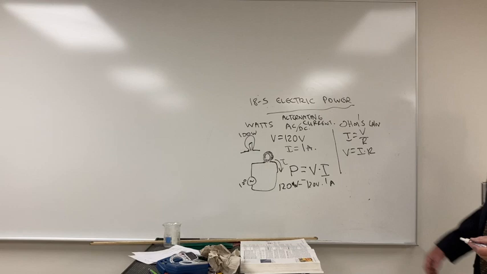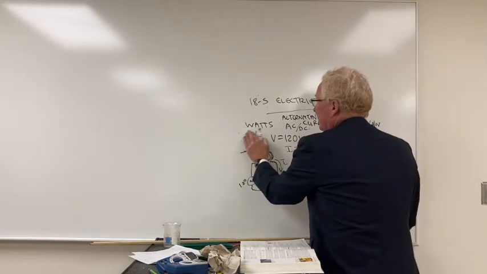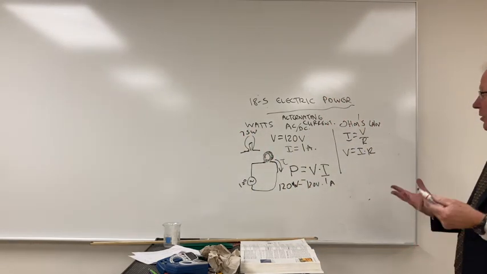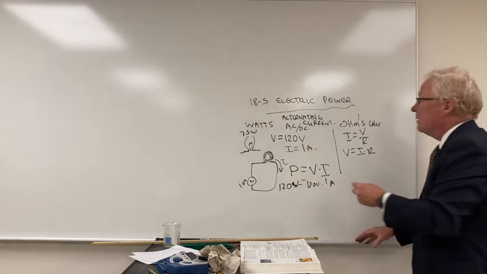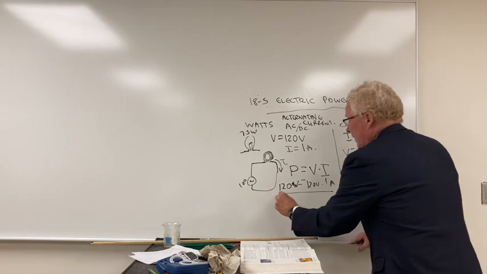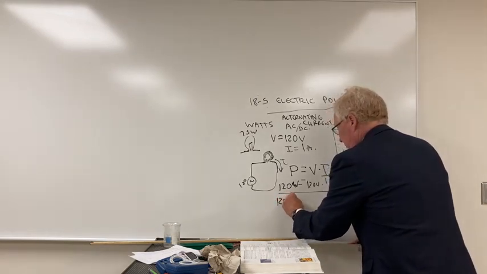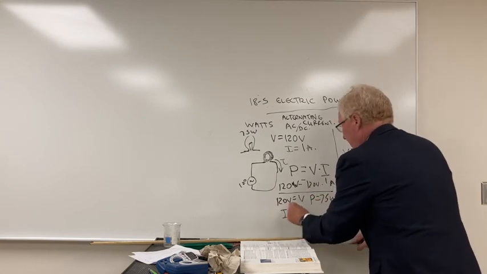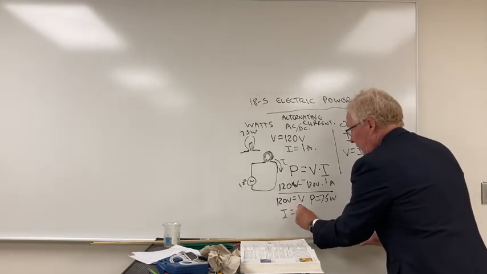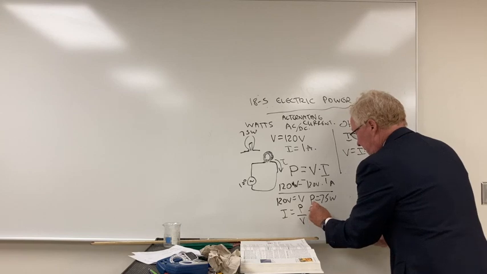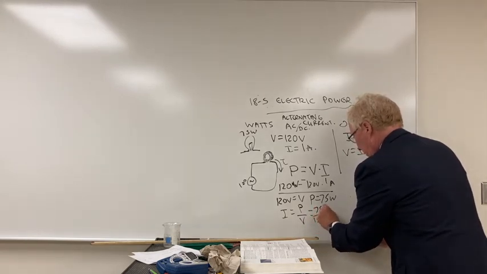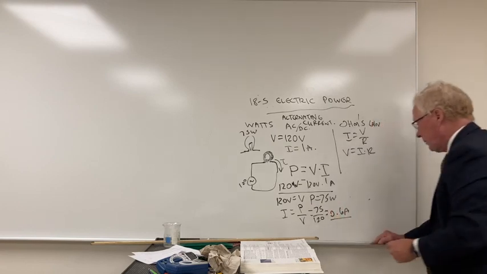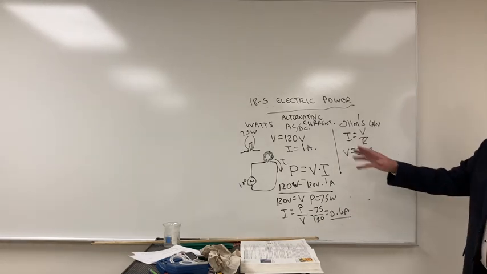All right, now we did a lab, I might as well talk about that. Say a lab with a 75 watt light bulb. How much current is actually being drawn in that? If we have a 75 watt light bulb, the voltage is still 120 volts. The power would be 75 watts. The current, using this relationship, would be P over V, which would be 75 over 120, approximately 0.6 amps.